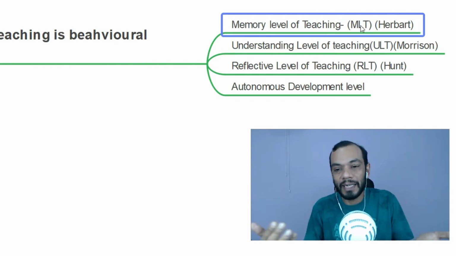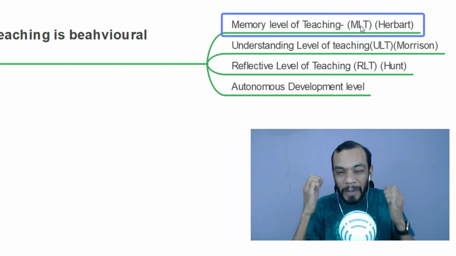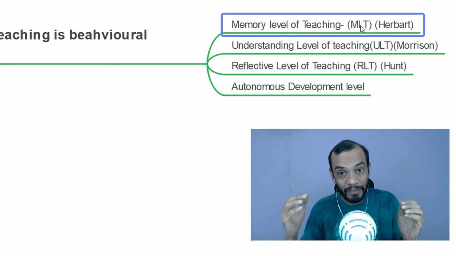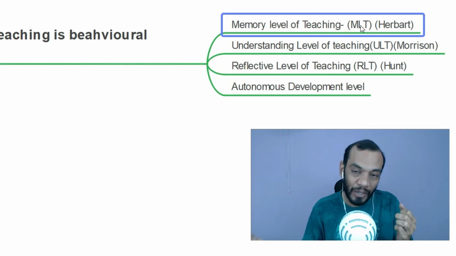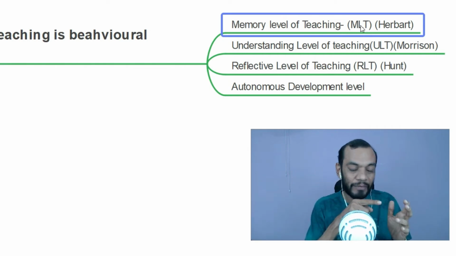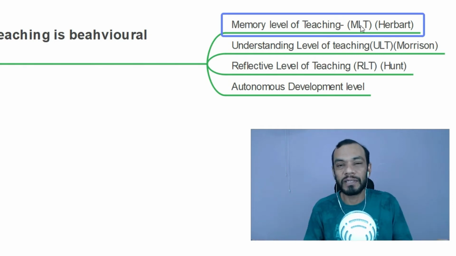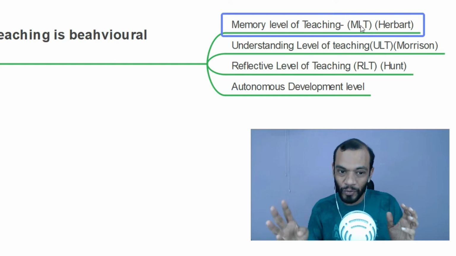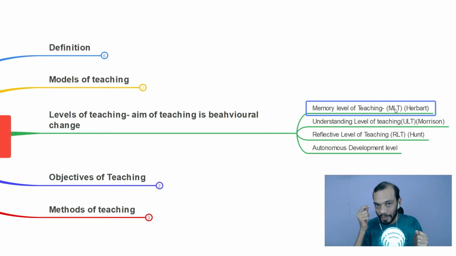Then they go on to the 2nd level, which is known as the understanding level of teaching, where it's about memory plus insight. They have to learn something more. And the reflective level, which happens at the higher education level, where the students have to apply the knowledge. So they need to memorize, they have to understand it, and they have to apply it. And finally, autonomous, which says that there is no teacher required. So if you look at the 4 levels of teaching, 2 of them are teacher oriented, that is memory and understanding, and the other 2 are student centered.